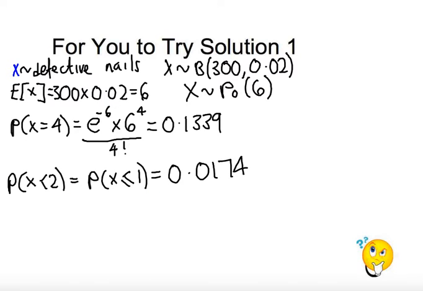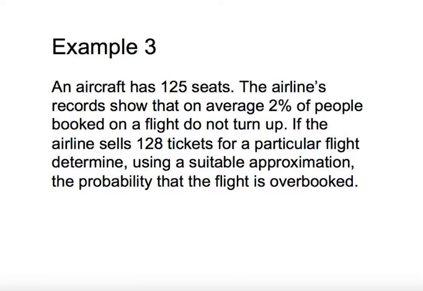Right, let's try out another question. An aircraft has 125 seats. The airline's records show that on average 2% of people booked on a flight do not turn up. If the airline sells 128 tickets for a particular flight, determine using a suitable approximation the probability that the flight is overbooked.